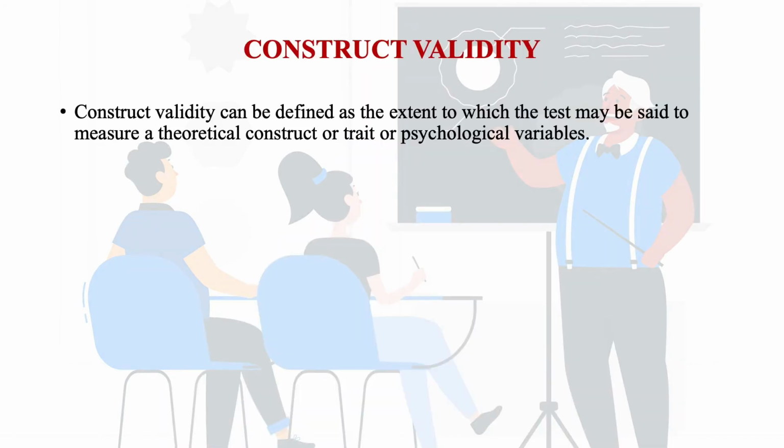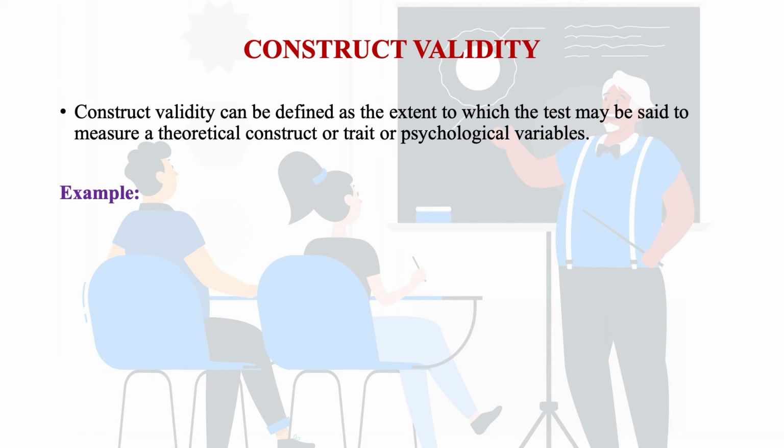Then further, another two validity types, that is the construct validity and factorial validity. So friends, very briefly try to understand what is construct validity. Construct validity can be defined as the extent to which the test may be said to measure a theoretical construct or a trait or psychological variables.